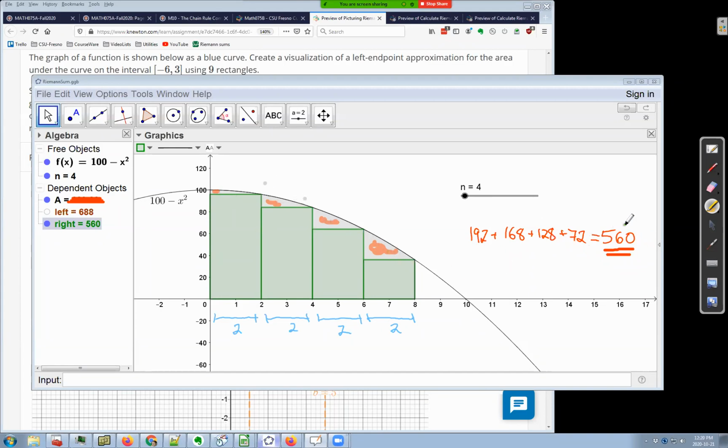But this is good information. I mean, it's better than nothing. When we started the problem, we had no idea what the area under the curve was. But now at least we know it's bigger than 560. So that's cool. All right, so any comments or questions about what I've done so far?